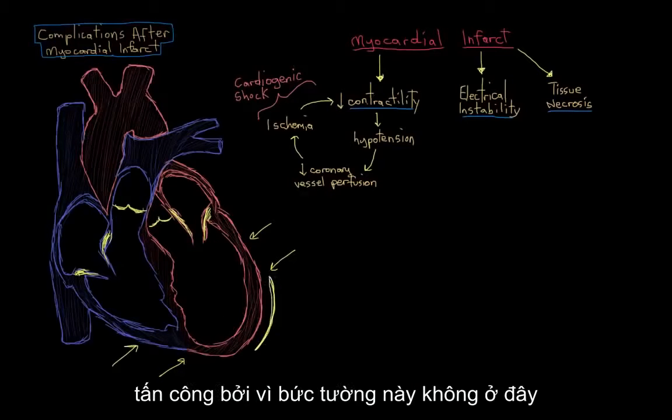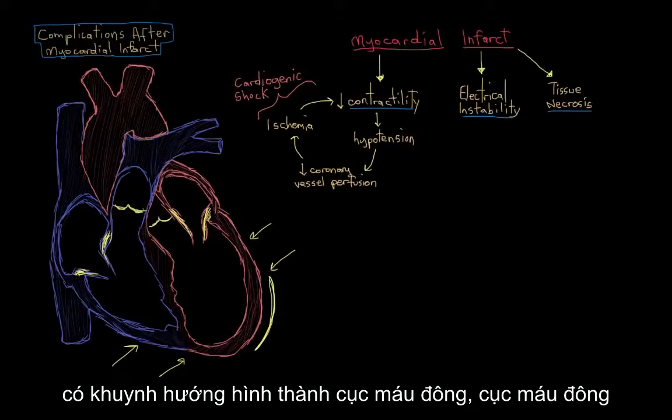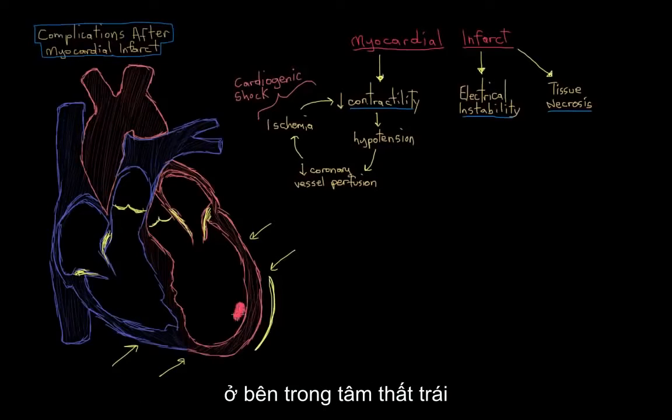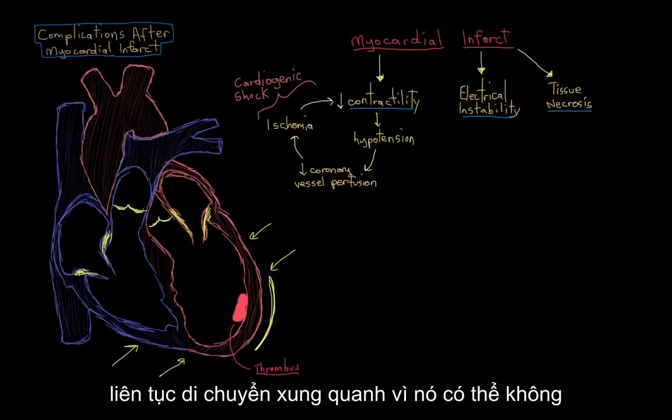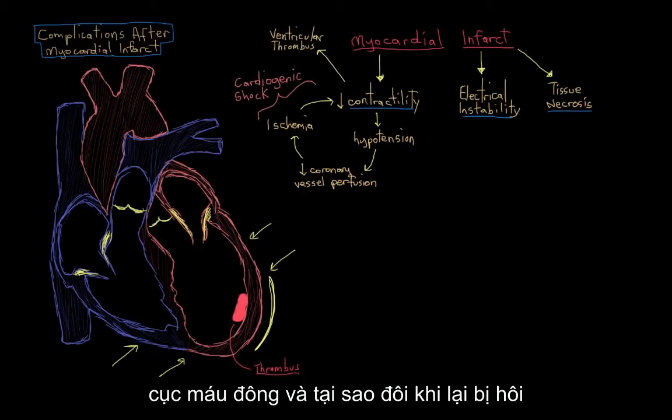And because this wall here, and we're assuming that it's this wall that's been injured in the heart attack, isn't contracting very well, you'd be predisposed to forming a thrombus, a clot on the inside of that left ventricle there. Because when blood isn't constantly moved around, as it might not be in that little area there, it tends to clot. And why is that bad?